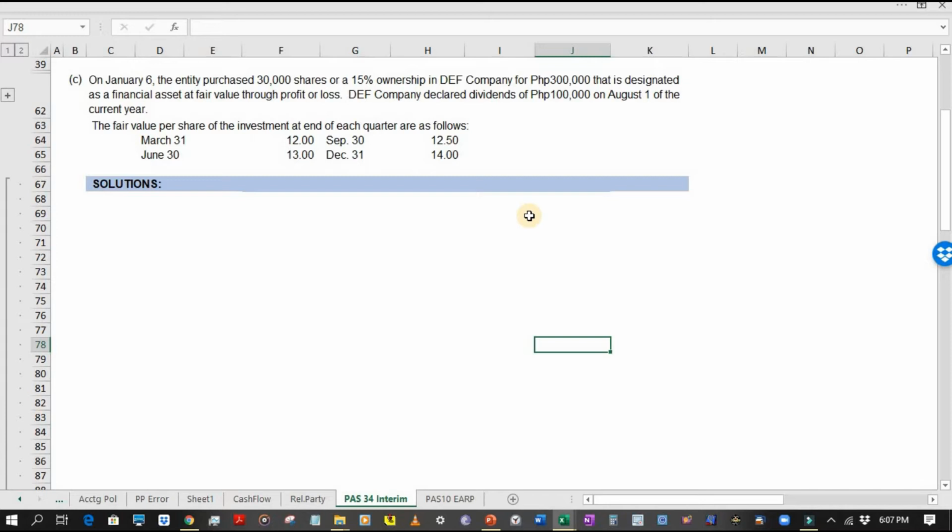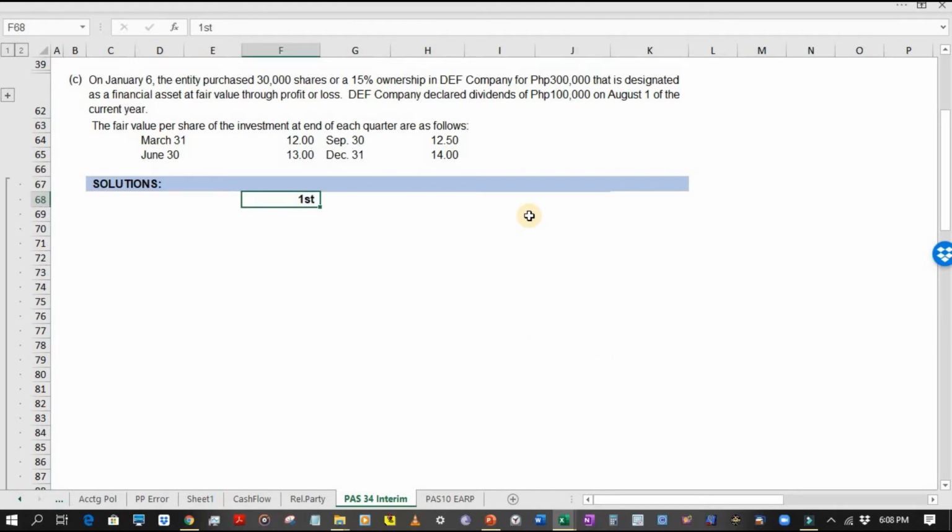For the unrealized gain, this will only be recognized during the evaluation procedures that are conducted every end of the quarter, which is March 31, June 30, September 30, and December 31. And again, if there is an increase in the fair value, there will be an unrealized gain. So basically, for valuation procedures, as we have discussed earlier, the same procedure applied during the annual reporting is the same valuation procedure that we are going to apply also for interim purposes. So let us start in the first quarter.